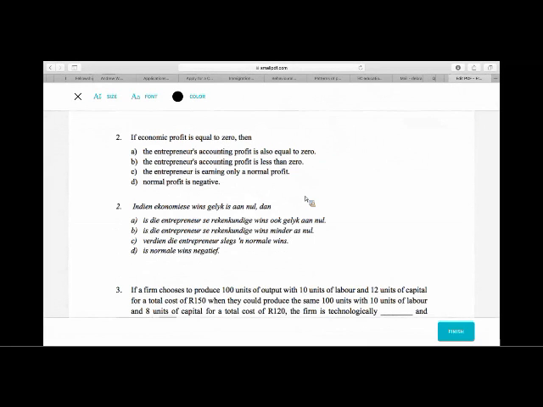This question helps to differentiate between what economic profit is, what accounting profit is, and what normal profit is.